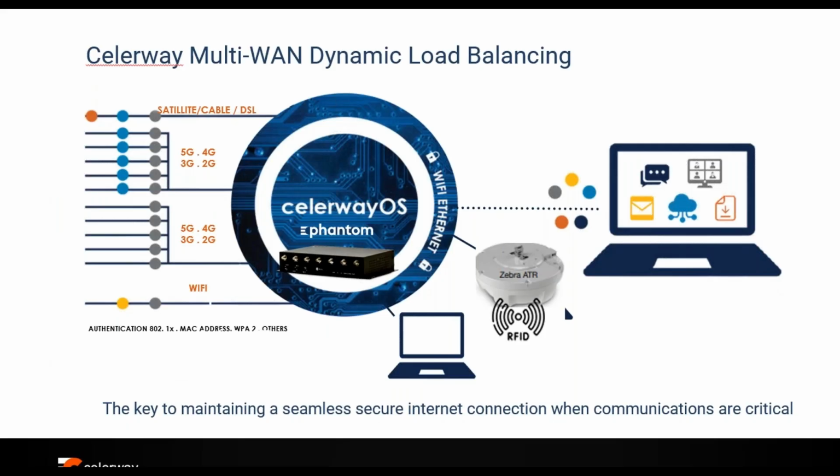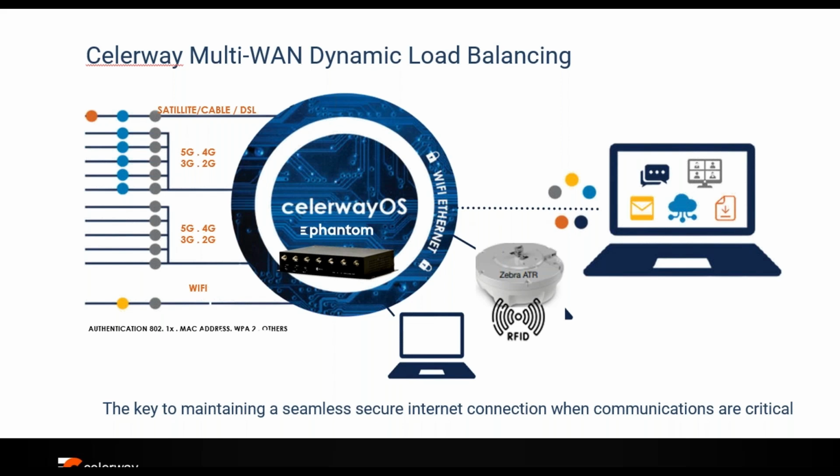So, how we do this is Celerway is able to hold a multi-WAN environment through the Celerway router. We can take feeds from satellite, from cable, DSL, depending on if you're in a fixed location, or we can take multiple cellular wide area network connections. Typically, our routers have 2 modems in them, so you can have up to 2 5G or 4G connections, and we can even take Wi-Fi, depending on what the environment is.